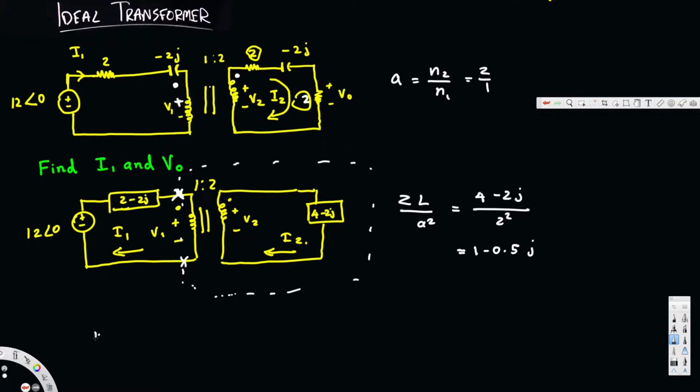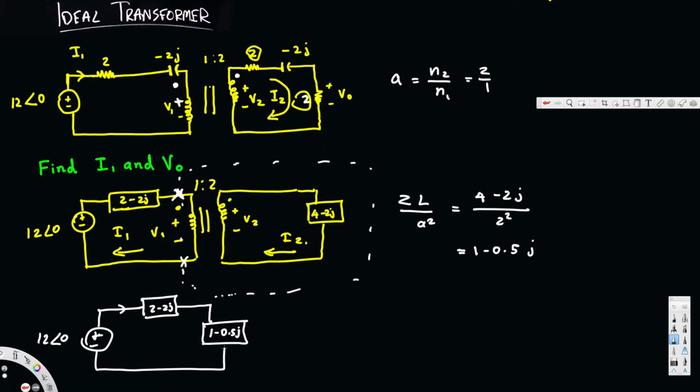Let's draw the circuit here. Plus minus 12 angle 0, and we keep this one as it is, that is 2 minus 2j, and then here instead of this whole circuit we're going to replace that one with whatever we find out for this ZL over A square, that is 1 minus 0.5j, and that's it. Now here the voltage remains the same, that is V1 across here. And that's it. Now we are going to solve for the current I1.